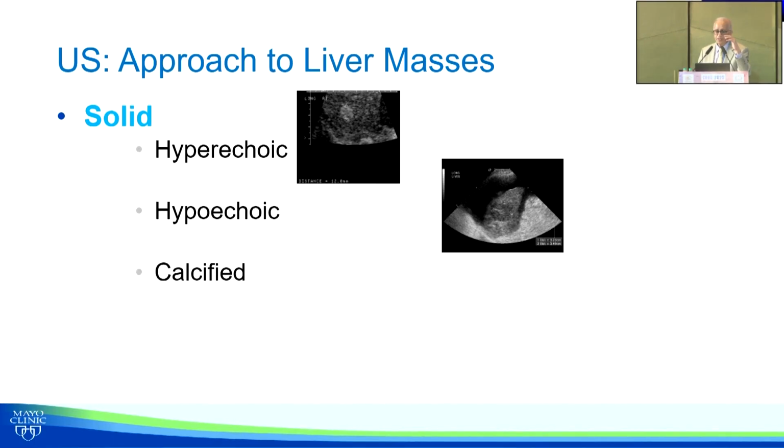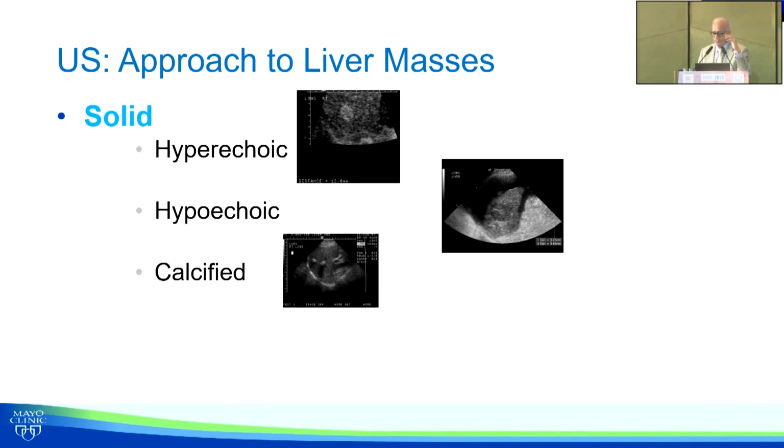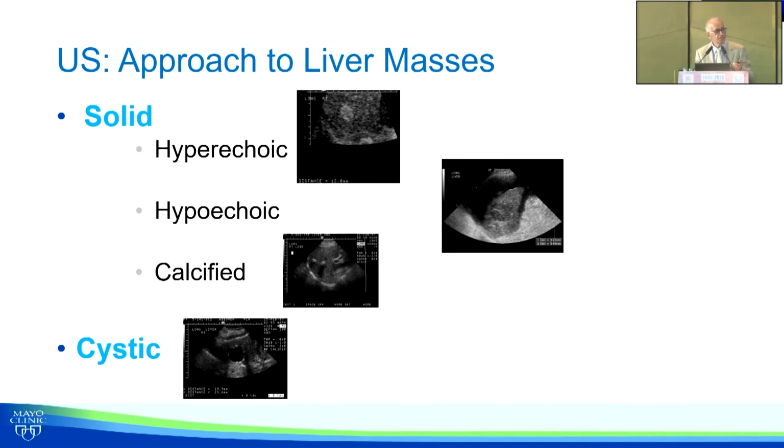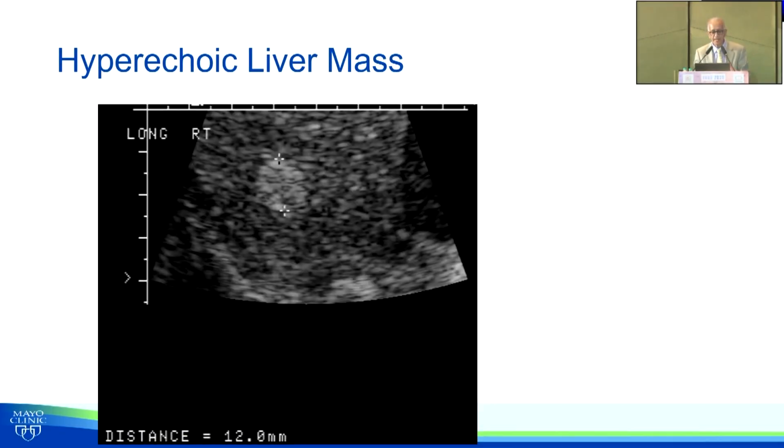Or it can be calcified, where you can see the acoustic window there, the shadow. Or it can be cystic, where the posterior wall becomes more prominent. Again, I'm going to show you more pictures of that. Okay, so this is a hyperechoic, brighter than the rest of the liver.